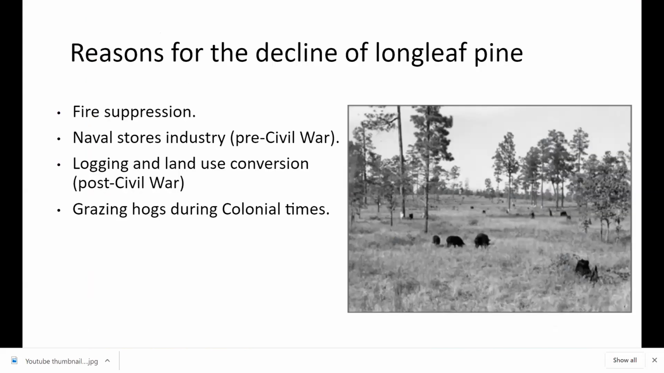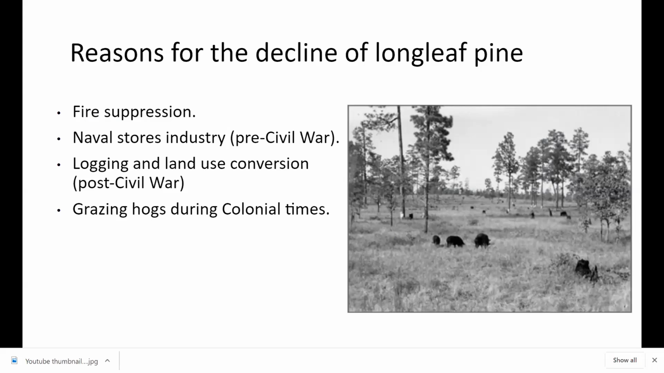So why is longleaf pine so rare today? Why has it been reduced to 3% of its historic range? Well, you've heard me speak about fire suppression. This is a policy that was ill-advised, right? Thinking that, oh, we're going to conserve the forest by making sure it doesn't burn. This was before we understood how important fire was for longleaf pine.